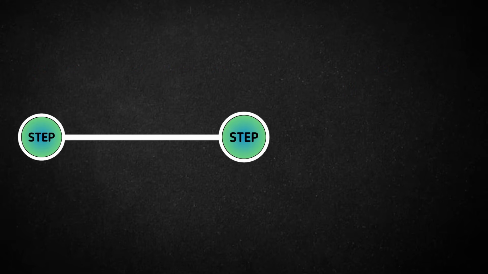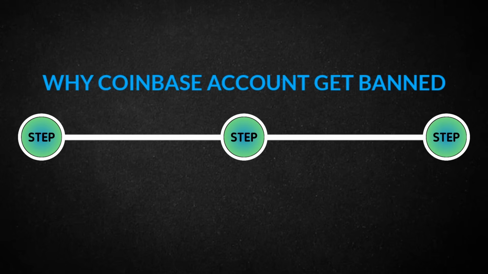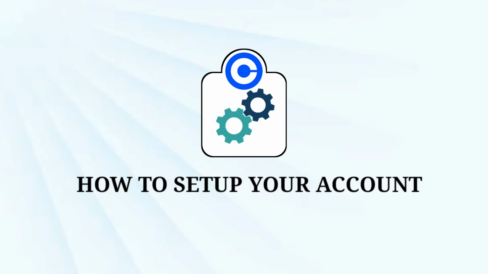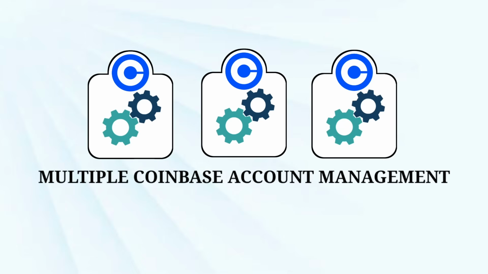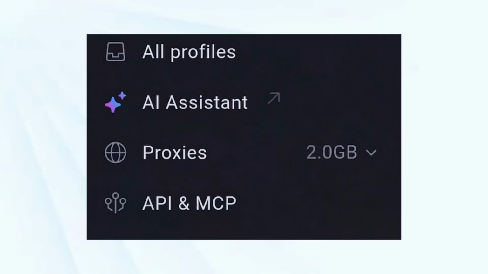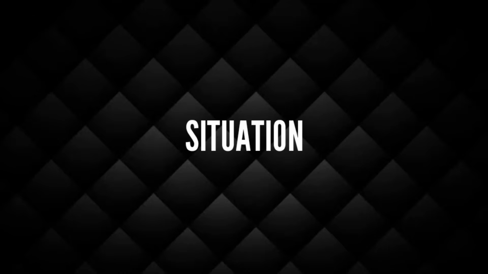A real step-by-step workflow on how to understand why your Coinbase account gets banned or restricted, how to actually fix it, and then the part most people skip: how to set up your account going forward so you don't run into this problem again. Watch this video till the end and I will show you a clean multi-accounting setup for Coinbase account management, and how to get 2 gig of free proxies so you can protect your account and start with less risk. Before we fix anything, you need to know which situation you are currently in, because the recovery path is different for each one.